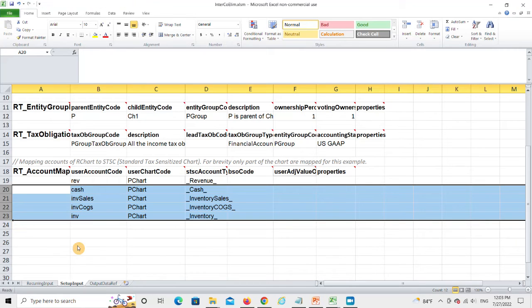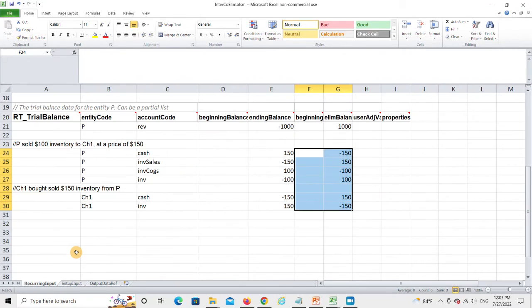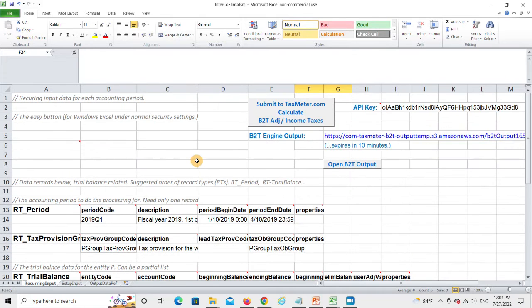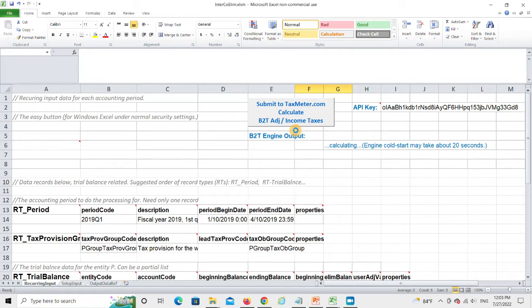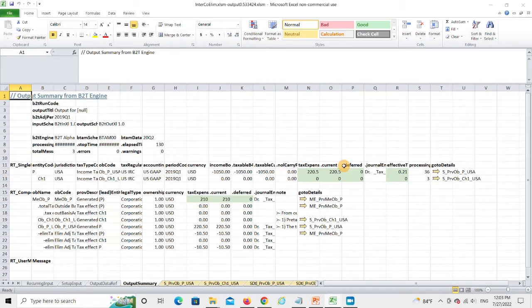And let's pay attention to the tax effects of those elimination entries. So we're going to submit it. It's done. Let's open the output file. Now, let's look at P on its single provision calculation just by itself. It now has $1,050 income. Remember, we earned $50 from selling the inventory to its child. And the child, again, has nothing, no income, no taxes.